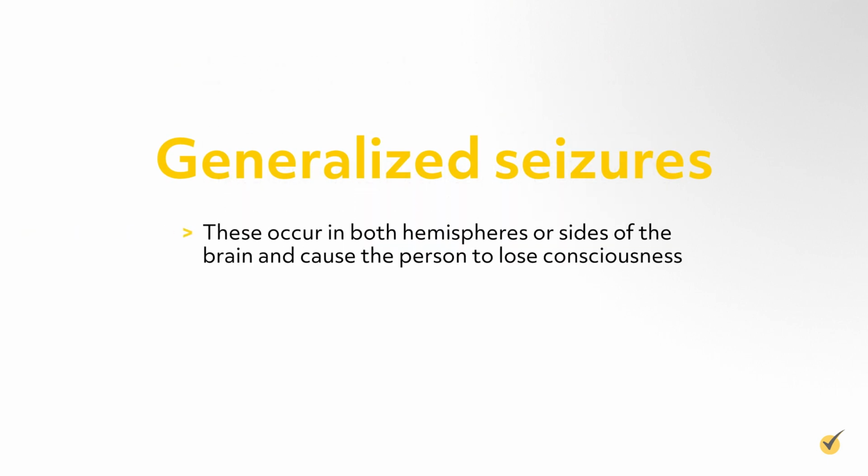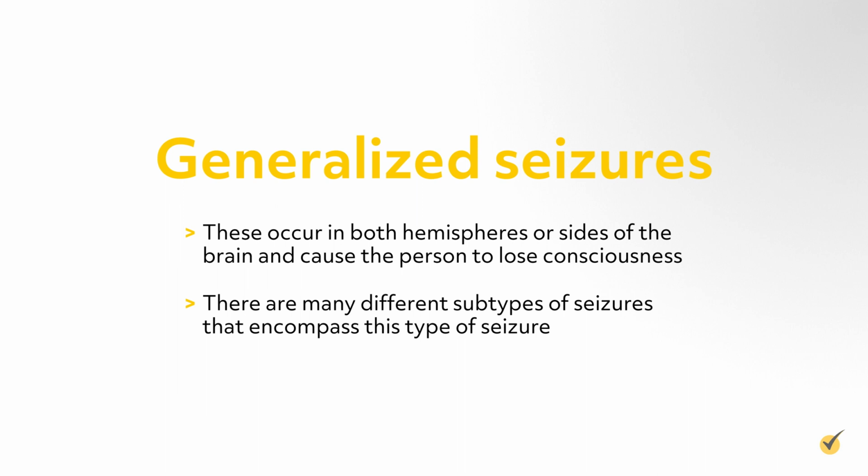Now let's get into generalized seizures. These occur in both hemispheres or sides of the brain and cause the person to lose consciousness. There are many different subtypes of seizures that encompass this type of seizure.